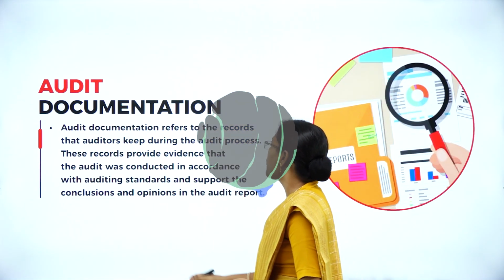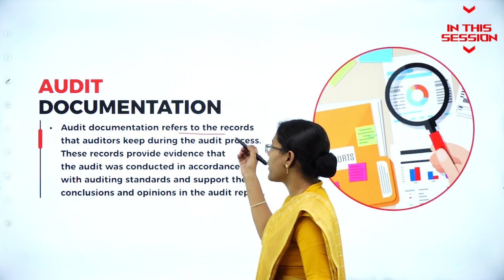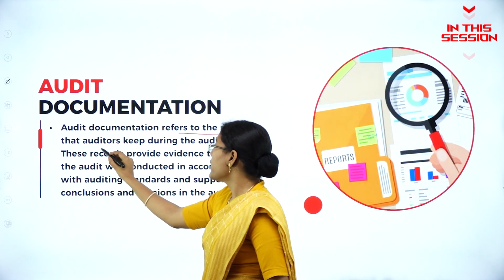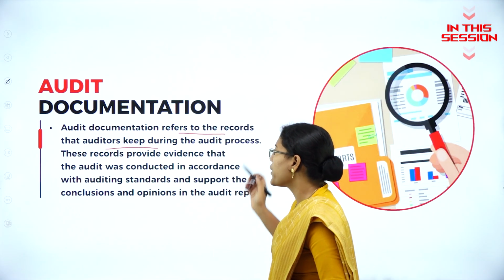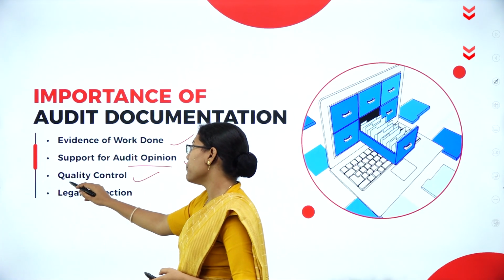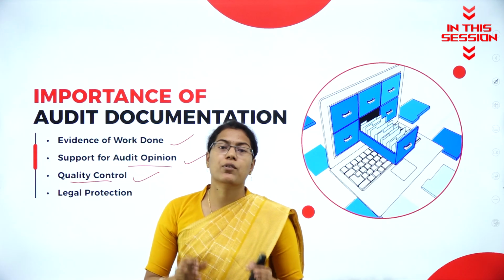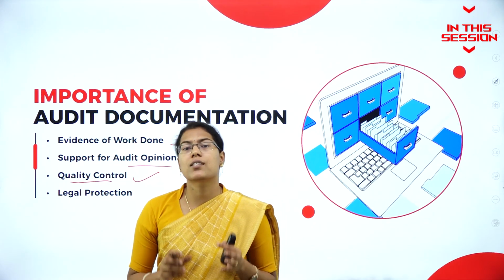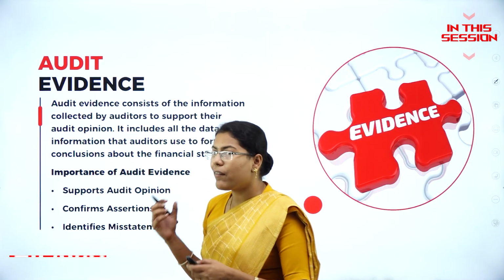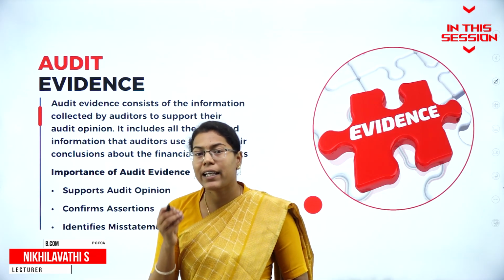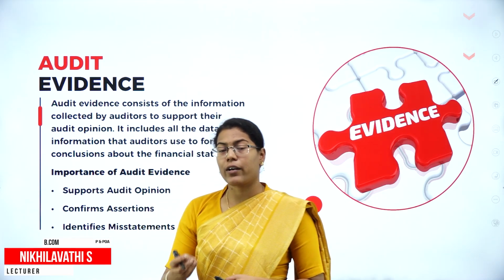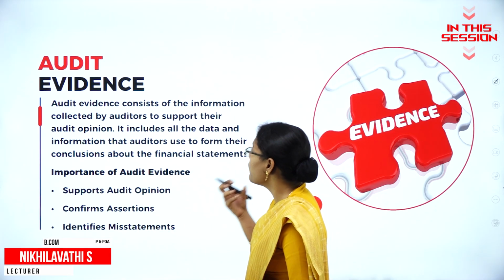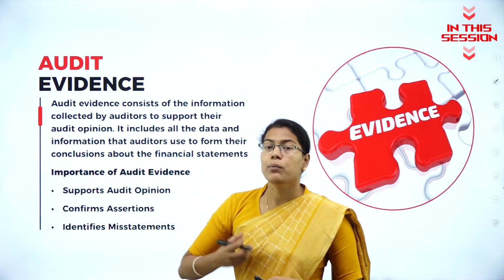So, audit documentation refers to the records that auditors keep during the audit process. So, here quality means whether the audit procedure has been done according to the standards or not. Audit evidence, as the name itself indicates, consists of all the information that is needed to prove something.